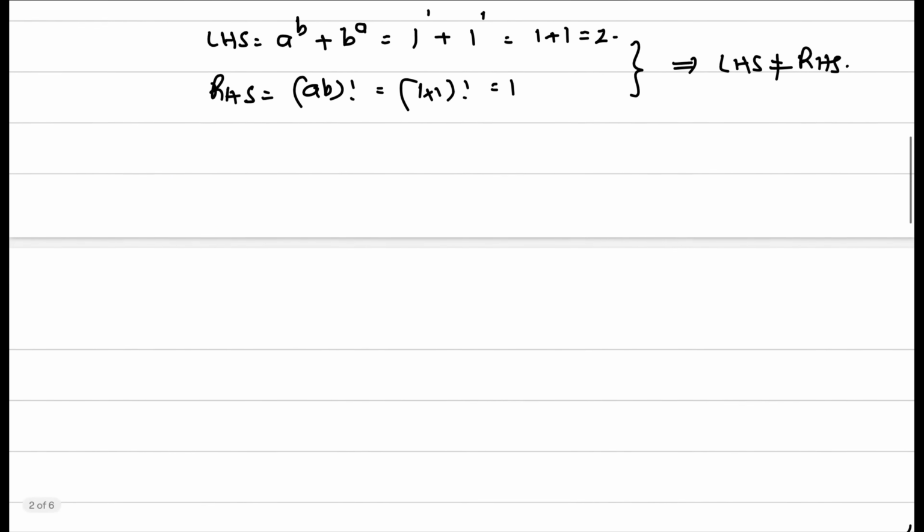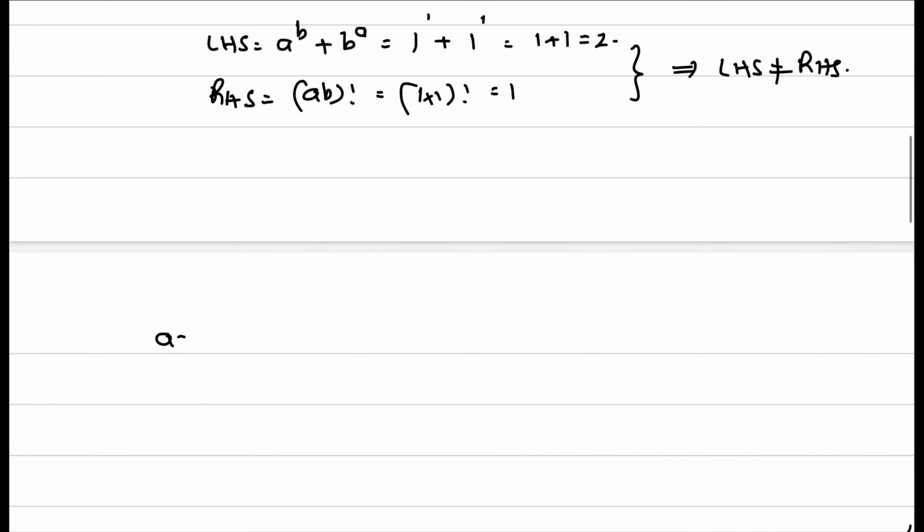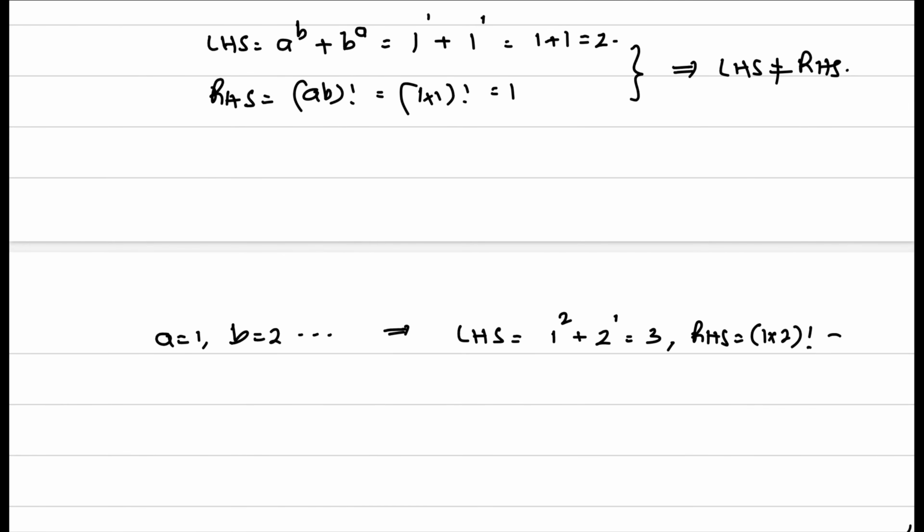Now, let us try for a is equal to 1 and b is equal to 2. This implies left hand side is equal to 1 square plus 2 to the power of 1, that is equal to 3. Right hand side is equal to 1 into 2 factorial, that is equal to 2. That means left hand side is not equal to right hand side. Here left hand side is greater than right hand side.